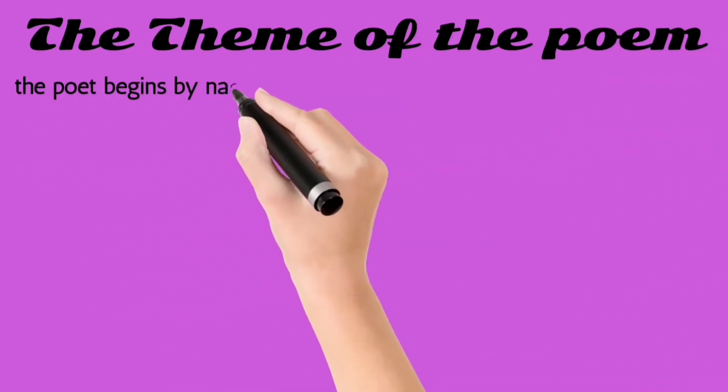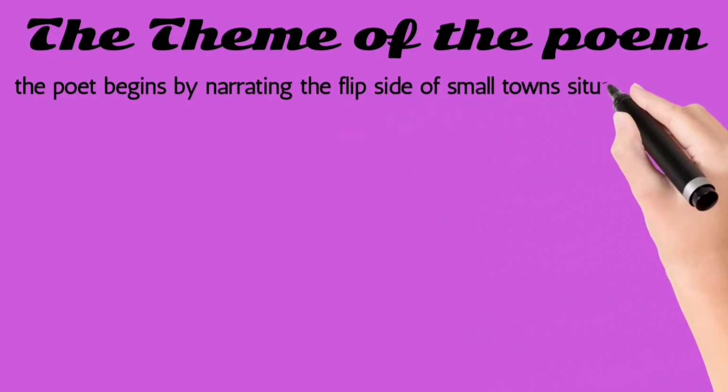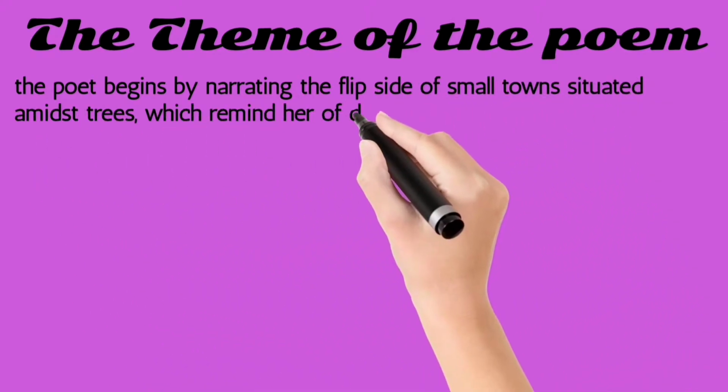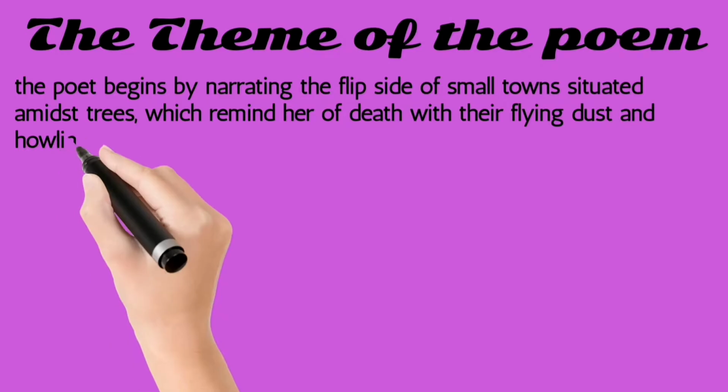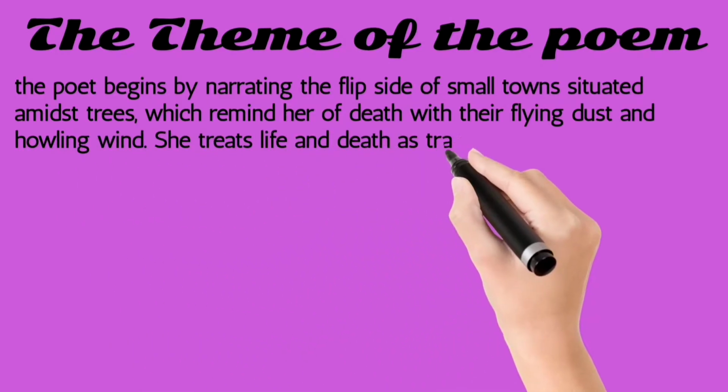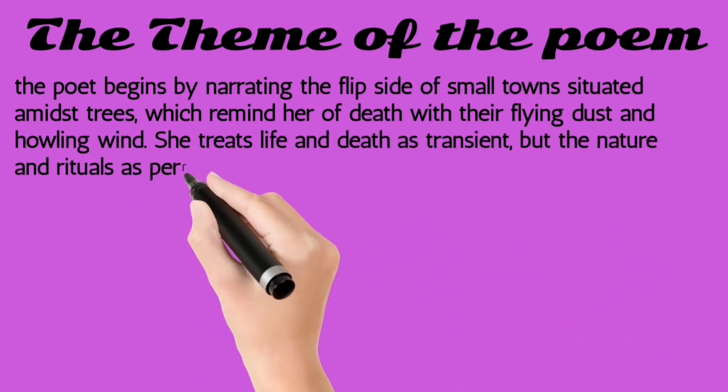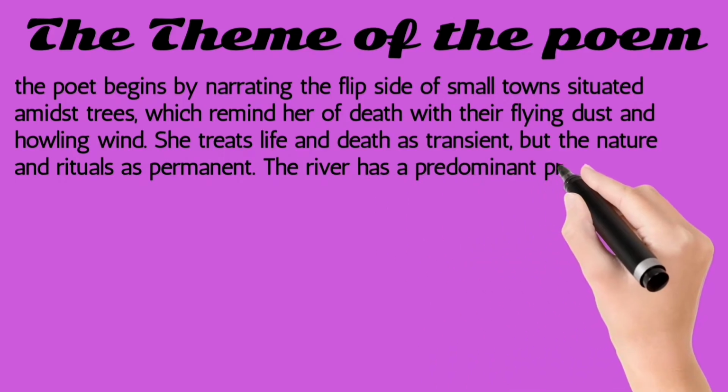The theme of the poem. The poet begins by narrating the flip side of small towns situated amidst trees, which remind her of death with their flying dust and howling wind. She treats life and death as transient, but the nature and rituals is permanent.